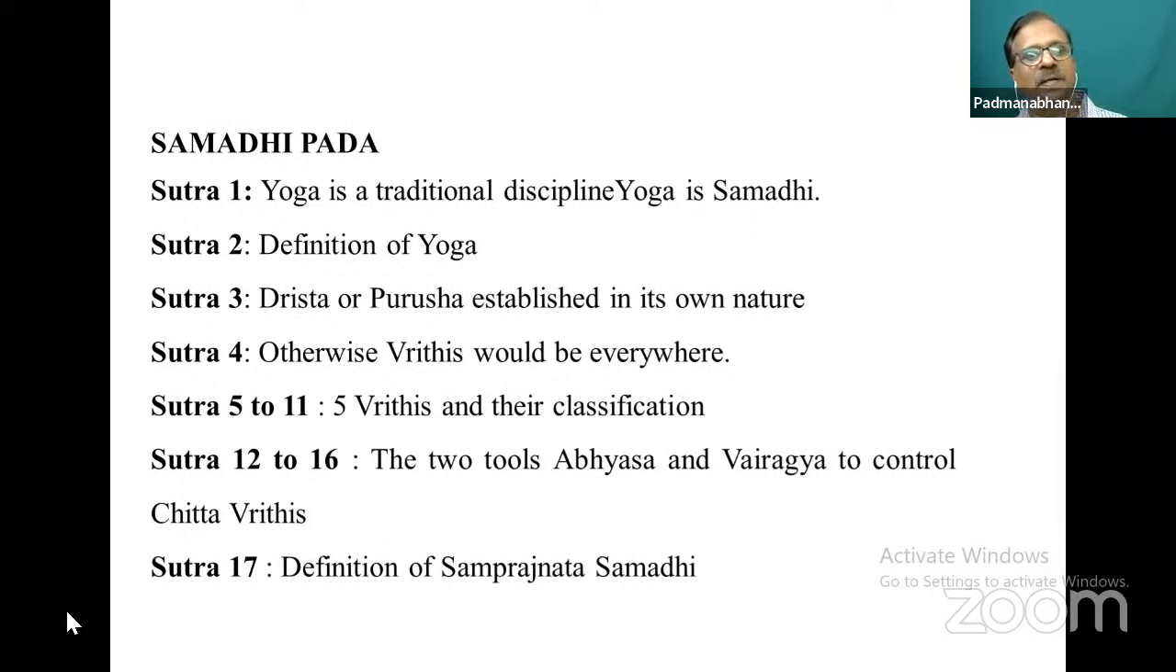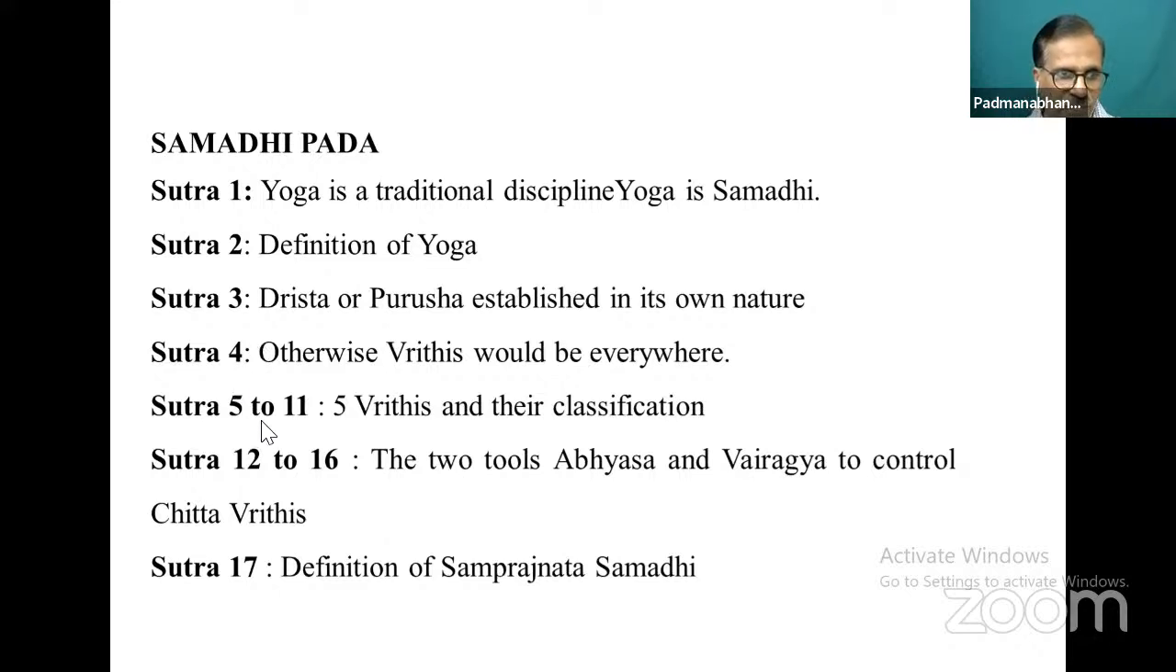So Sutra 4: if we are unable to control the chitta vrittis, Vritti Sarupyam Itaratra. All around, everywhere, there will be vrittis. It is very difficult to control. So there is a purpose, there is a need to control the chitta vrittis, to discipline the mind to think productively or to know the real nature of consciousness, what it is. So 1, 2, 3, 4. It is a systematization I made.